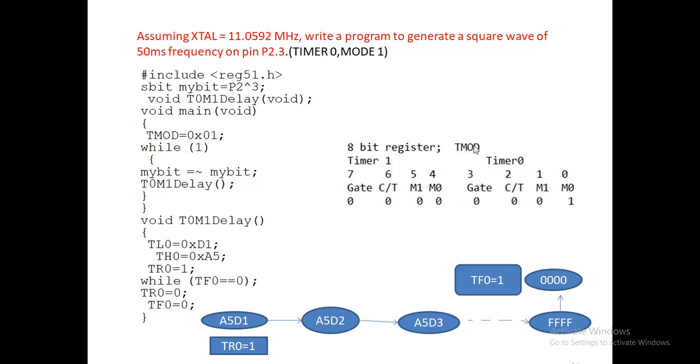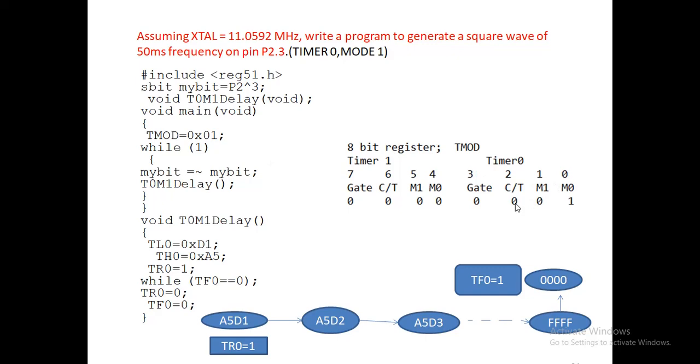So this is TMOD. It is an 8-bit register. It is timer 0, timer 1. The lower 4 bits are related to timer 0. The upper 4 bits are related to timer 1. Here we are focusing only on timer 0 mode 1. Because of mode 1, I will make M0 as 1, M1 as 0. So we will get mode 1 operation. C/T bar equal to 0, because I am going to generate the delay, or I am going to perform the timer operation.